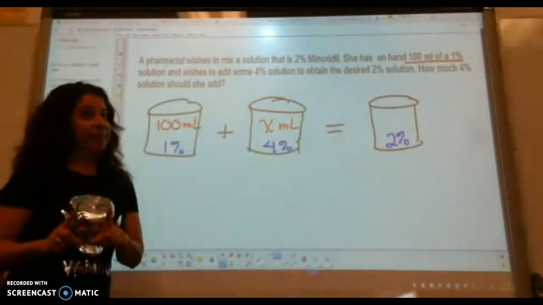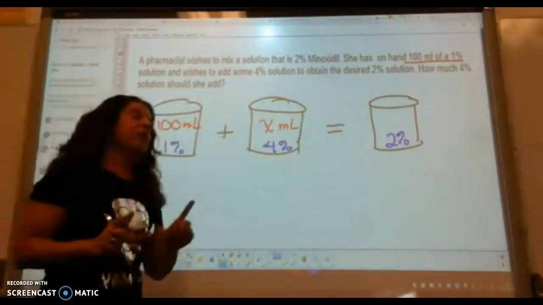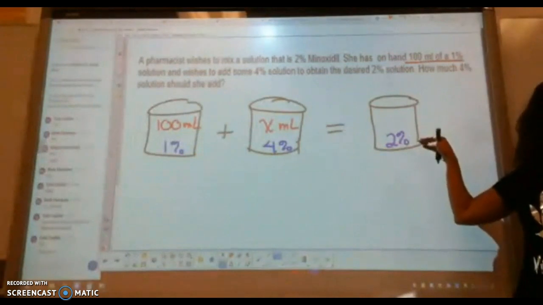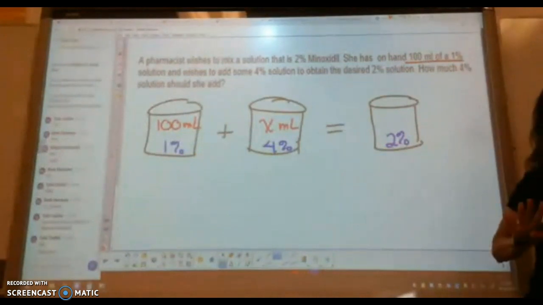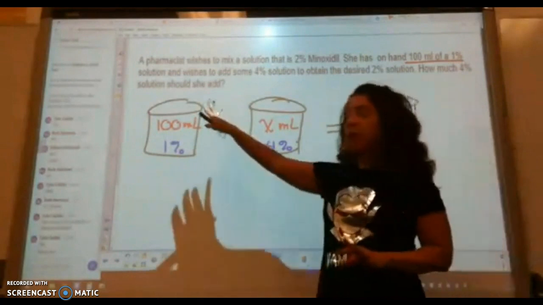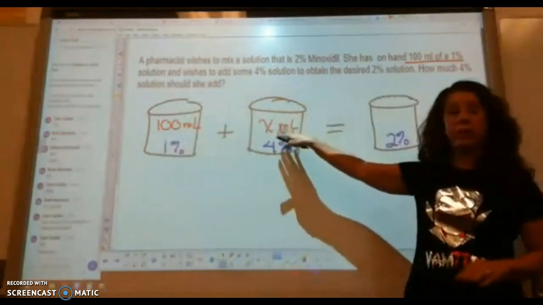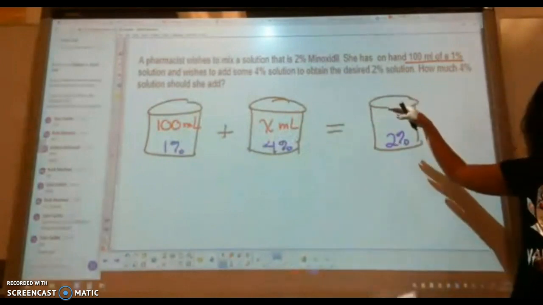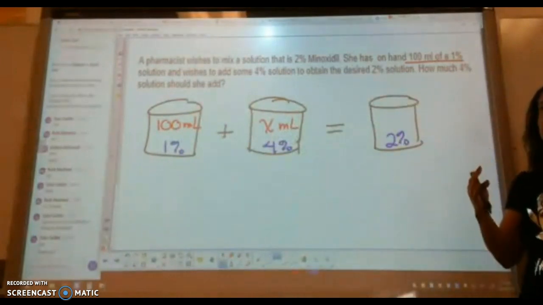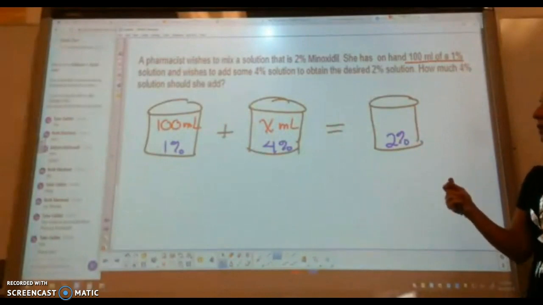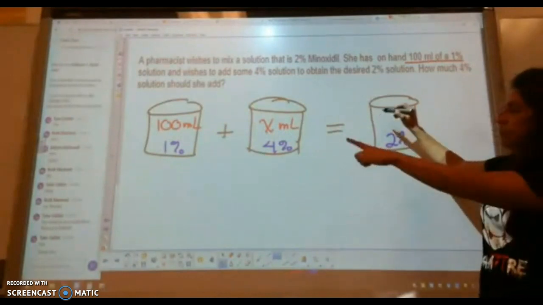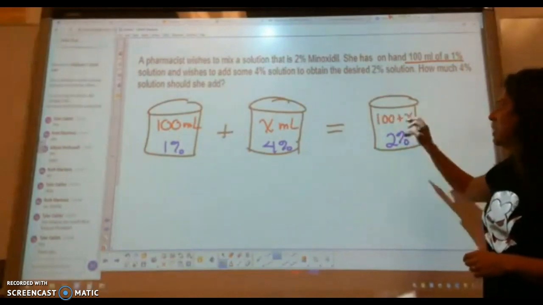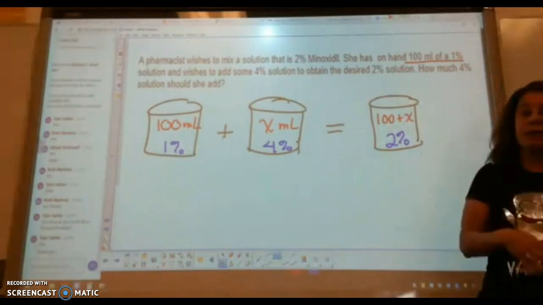And then this is where it gets tricky. You have to go over here and figure out how many milliliters she's going to have in the end. So we're just going to slow it down a little bit. She's got 100 milliliters here. She's got a certain amount of milliliters here. And she's going to add them together to get how many milliliters. I'm hoping that you can visualize that it's both of those buckets together, or 100 plus X is the milliliters that are in the final bucket.